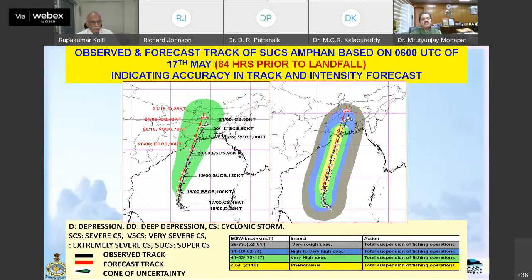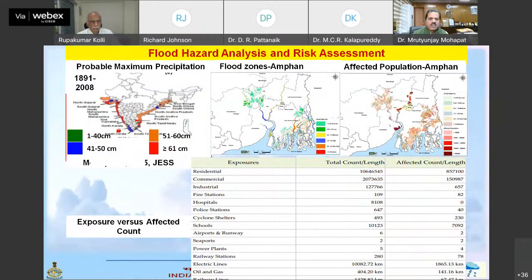The first and foremost requirement for impact forecast is a realistic, reasonably correct track and intensity forecast. As you can see, the red one is the forecast track, the black one is the actual track. They almost coincided with each other 5 days ahead, and that became an enabler for the disaster managers to take the impact forecast seriously and to take actions. The severe weather and impact expected with the cyclones are mainly heavy rainfall leading to floods, winds leading to structural damages, and storm surge leading to coastal inundation.